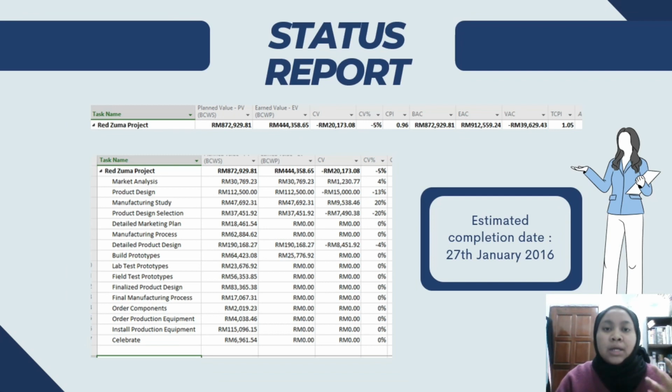For example, the product design is over budgeted by 13%, which is RM 15,000, or product design selection is over budgeted by RM 7,490.38, which is 20%, the highest. And lastly, the detailed product design is over budgeted by 4%, which is RM 8,451.92.